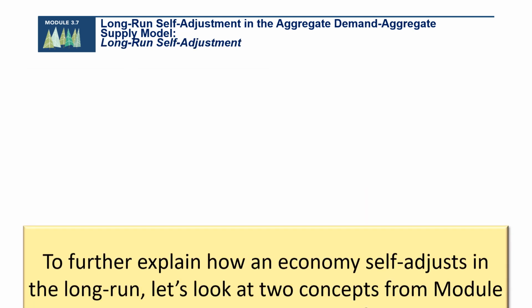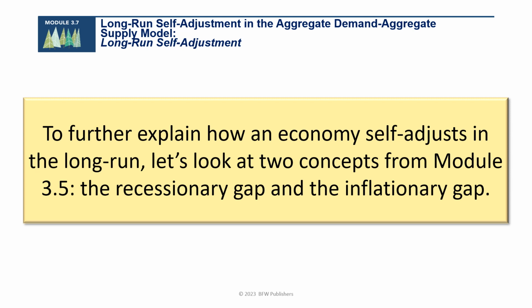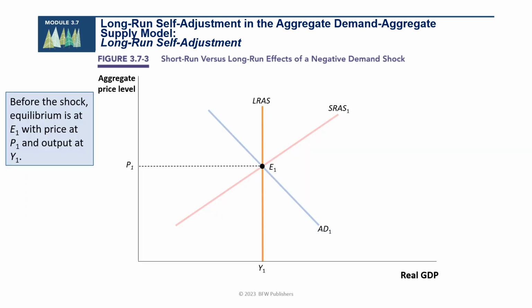Time to revisit inflationary gap and recessionary gap introduced in 3.5 and talk about the idea of long-run self-adjustment in response to recessionary or inflationary gap. All right, here's the situation. What should we do? Yeah, we should do nothing, right? This is long-run macroeconomic equilibrium.